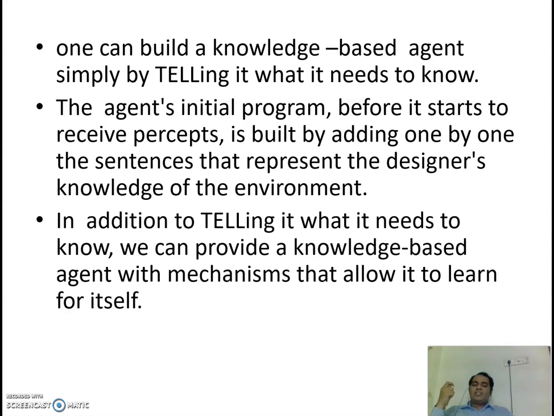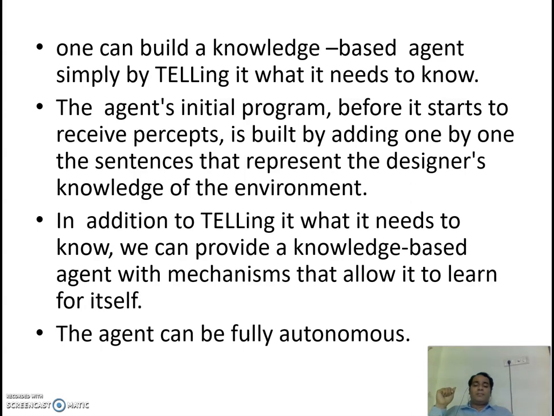So in addition to telling it what it needs to know, we can provide a knowledge based agent with mechanisms that allow it to learn for itself. Now generally, intuitively we learn from our environment, so in the same way we can also provide this. This is very important: on its own it is learning and adding, extending its knowledge base. That means it is becoming autonomous. The agent can be fully autonomous.